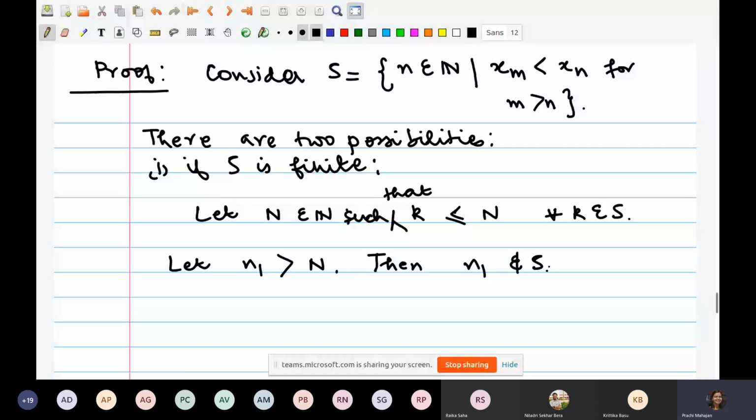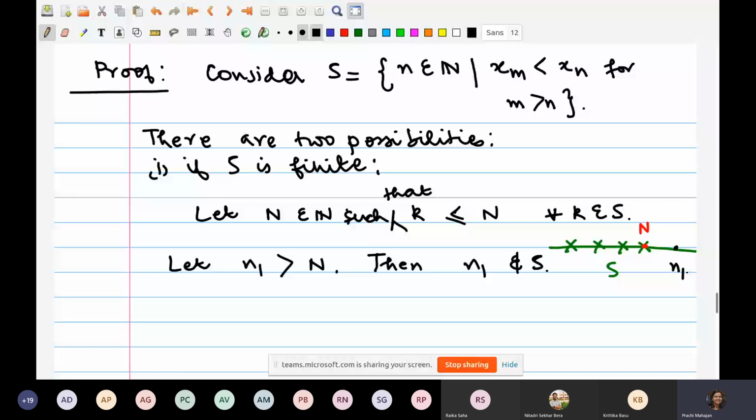Let me draw a little picture here. This is my set S, and this point is, let's say, capital N, and N1 is somewhere here. N1 is strictly bigger than capital N. So clearly, by the way we have chosen capital N, N1 cannot be an element in S.